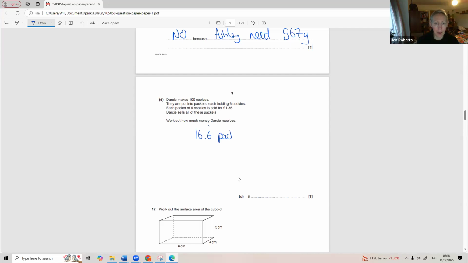Okay, so how many full packets? We can only sell full packets of cookies, can't we? 16. Each of the 16 packets has 6 cookies in it. So what's 16 times 6? 96. So each packet of 6 is sold for £1.35. I didn't even need to know it was 96 cookies, but 16 times £1.35 is £21.60.